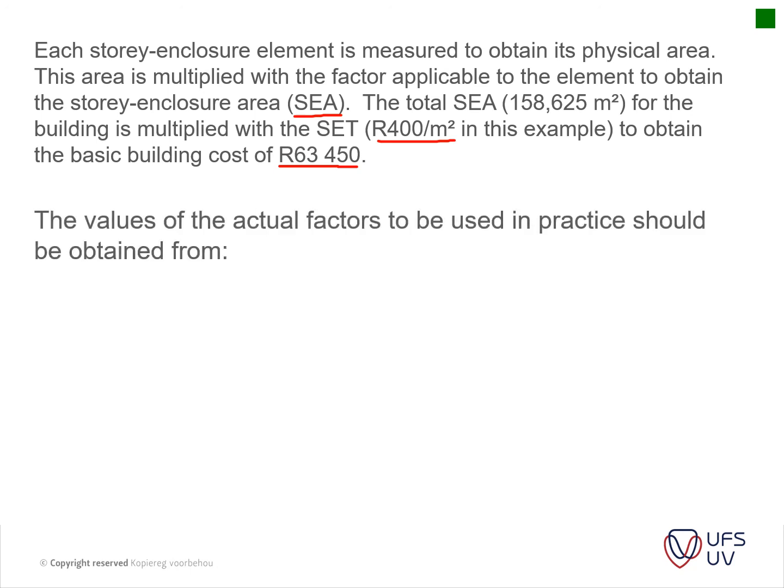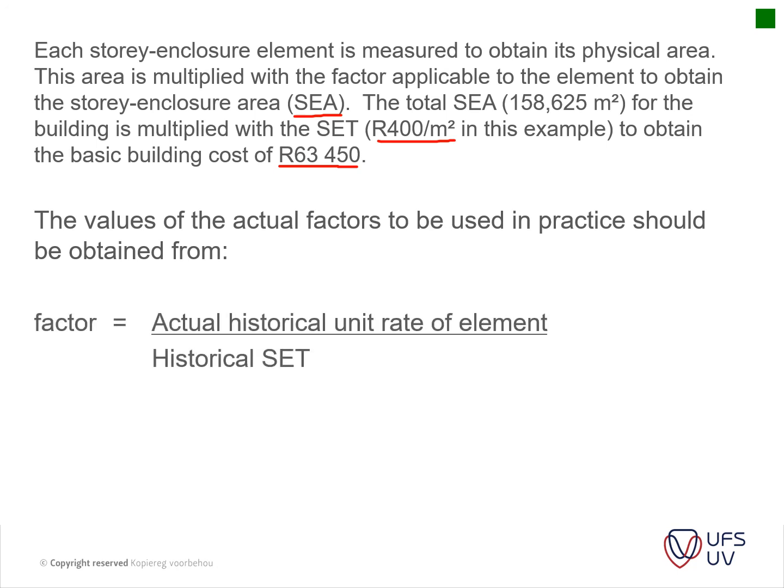The value of the actual factor to be used in practice is thus represented by the following formula. You have your actual historical data rate of the element, and then you divide it by your historical cost or your historical enclosure tariff. This was shown in the example above.